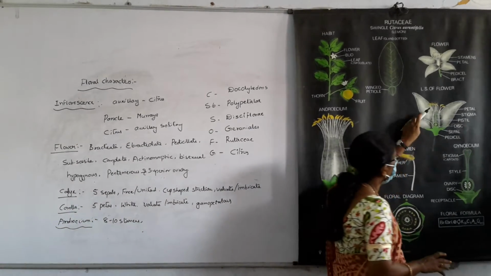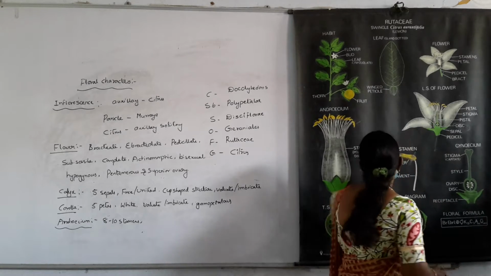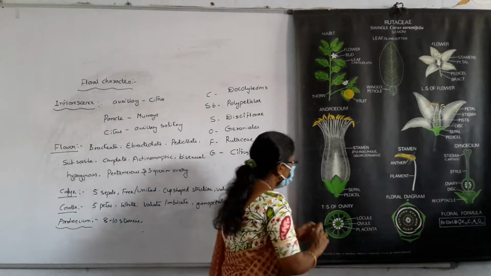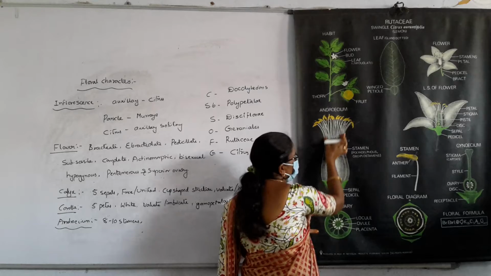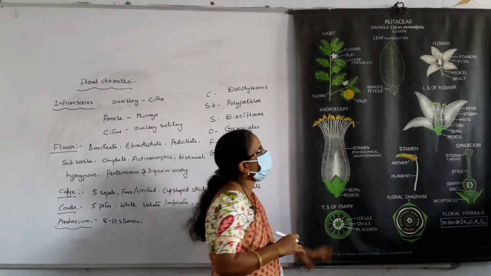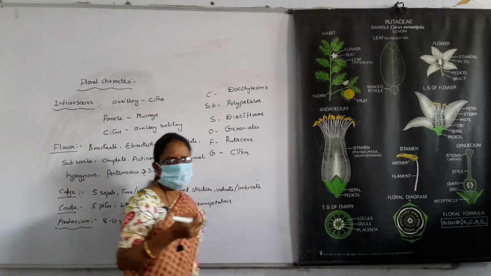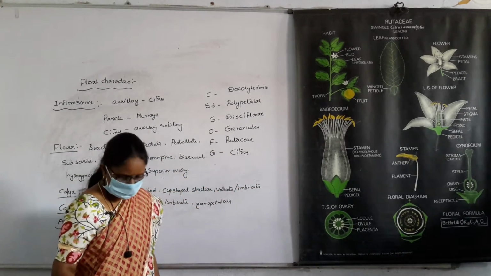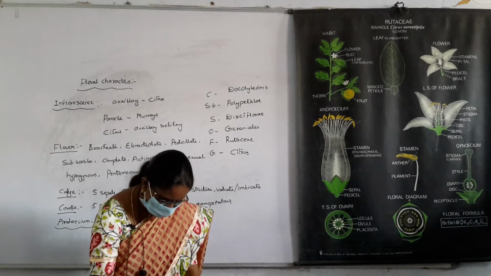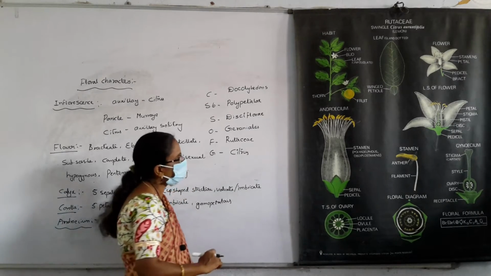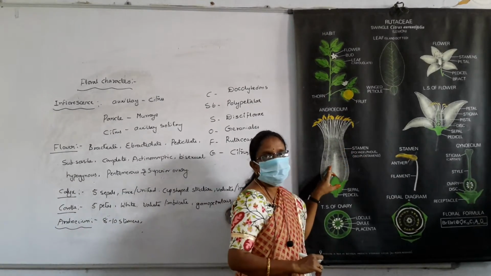The LS of flower shows the stamens and the ovary. These are the androecium, with the pedicel, sepals, and all the stamens. Many stamens are present in Citrus aurantifolia, and normally 8 to 10 stamens are present in some types of citrus plants. Diplostemonous arrangement is also present in this Rutaceae family.